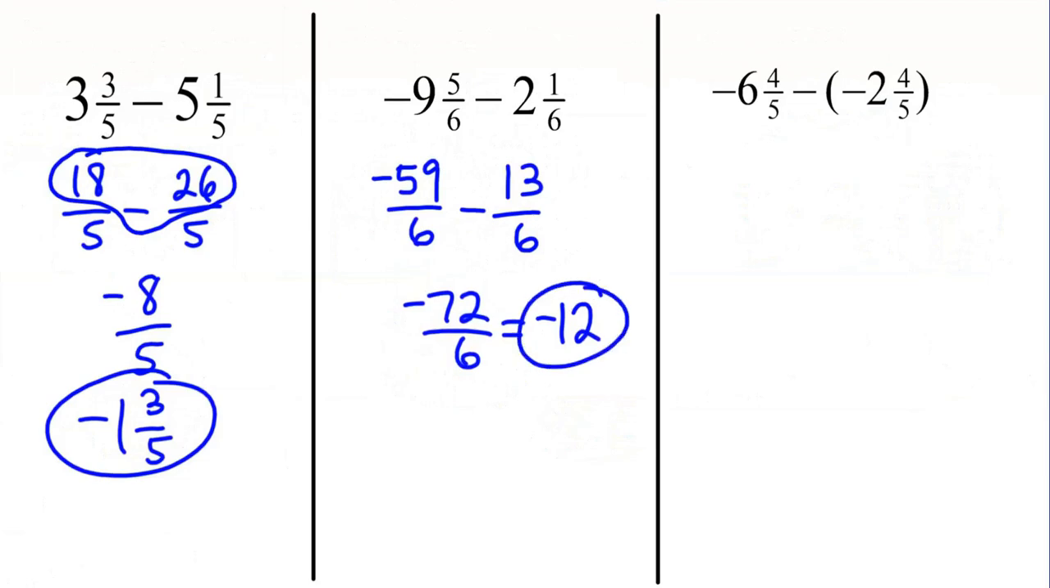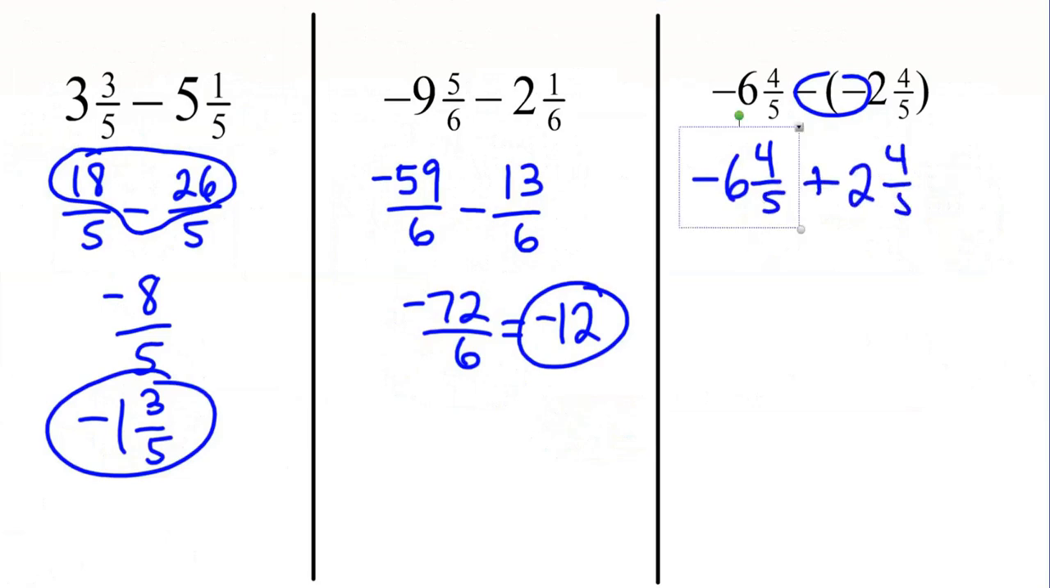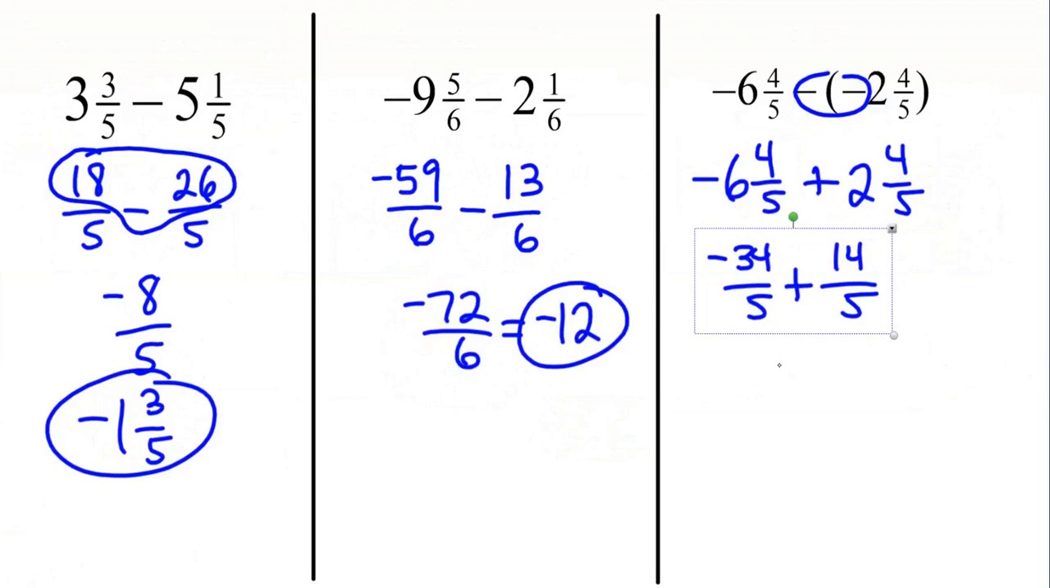And then -6 4/5 minus a -2 4/5. Again, I'm taking away a negative here, so I'm going to change this to addition, because taking away a negative is like adding 2 4/5. So now this is an addition problem, which makes this a little bit easier. Again, I'll change these to improper fractions. This is -34/5 plus 14/5, and -34 plus 14 is -20/5, which is -4 in simplest form.